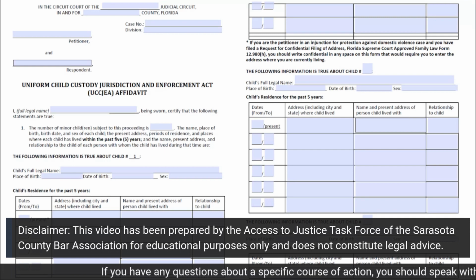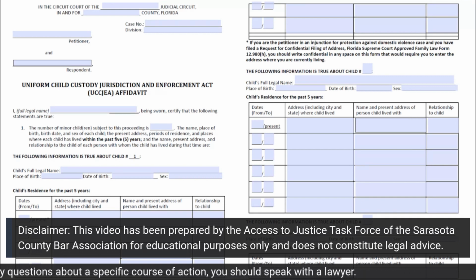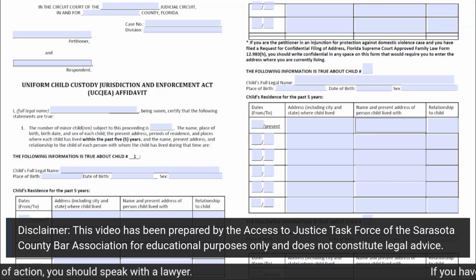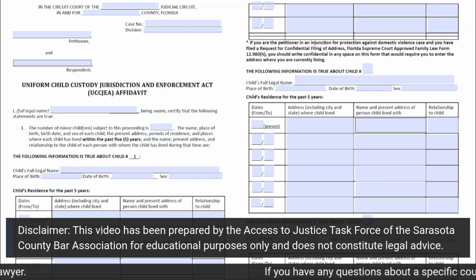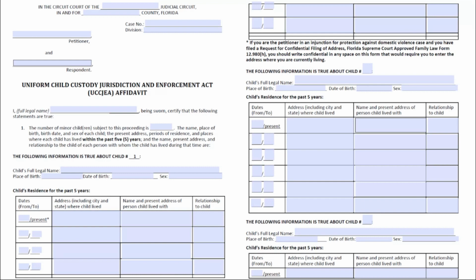If you have more than one minor child subject to this proceeding, you will be able to fill in information about the additional children in the spaces provided. The UCCJEA form provides space for you to indicate to the court the following true information for up to 3 minor children that are subject to this proceeding.